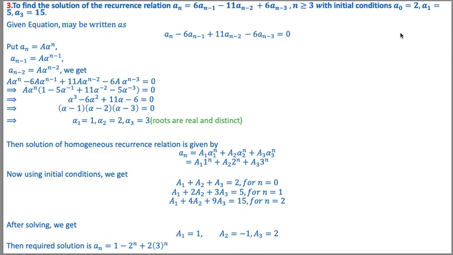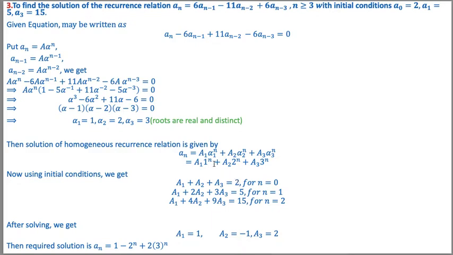But we are given some initial conditions. For n equal to 0, a0 is 2, for n equal to 1, a1 is 5, for n equal to 2, a2 is 15. So if we put n equal to 0 here, we get a1 plus a2 plus a3, and a0 is 2. So it is 2 here.